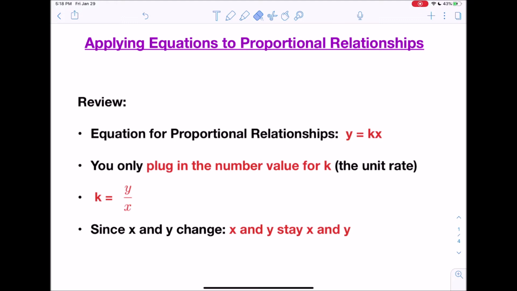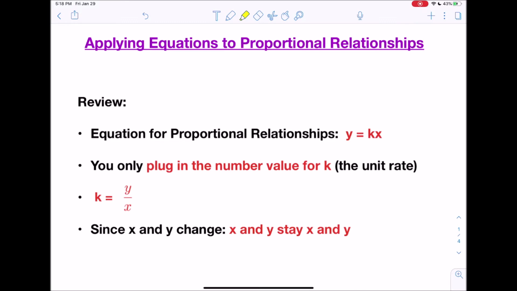Today we're looking at how to apply equations to proportional relationships. So in our previous video, we looked at how to create a proportional equation. And today we're going to take those equations that we create and apply them to answering questions. So let's go ahead and review a couple of things.